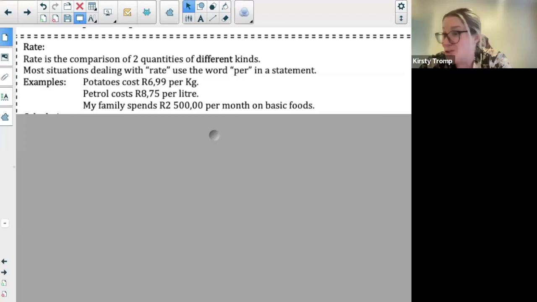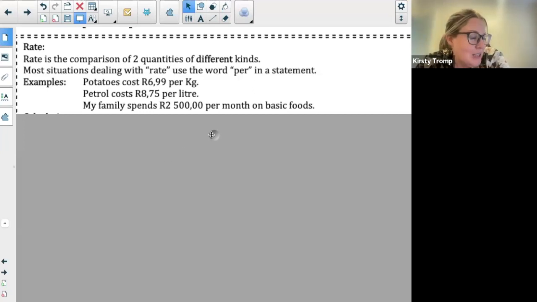Ma'am, you wish petrol cost that much? Itandile? I really do. I wish that petrol was 8 rand 75. And guys, can I tell you, this is going to tell you how old I am. When I first started driving my car, that's how much petrol was costing, like 8 rand 75 per liter. That's how long ago it was.